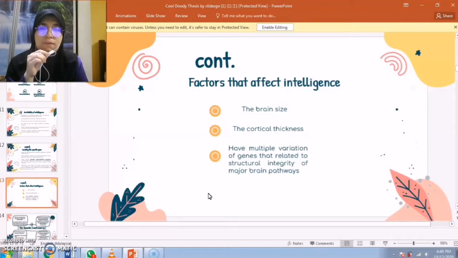Factors that affect intelligence: the brain size. The bigger your brain, the higher your IQ will be. The cortical thickness: the thicker the cortex, the higher the IQ. There are also multiple variations of genes related to the structural integrity of major brain pathways.